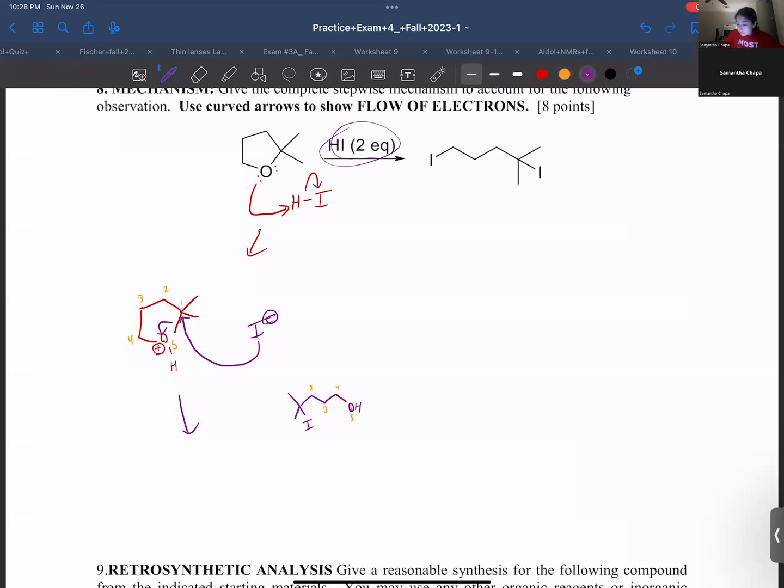Next thing, you put 2 equivalents for a reason. So you're going to be using those 2 equivalents. You have an acid, you have a base. Boom, make a good leaving group. You have to put that arrow. All right, perfect. Okay, so then you have a good leaving group. You still have that iodine that left. It's going to come back.